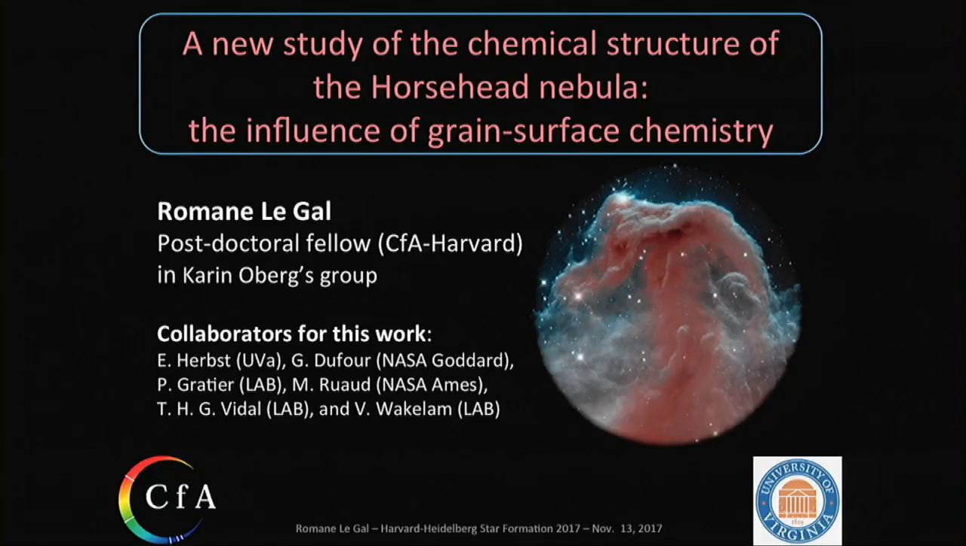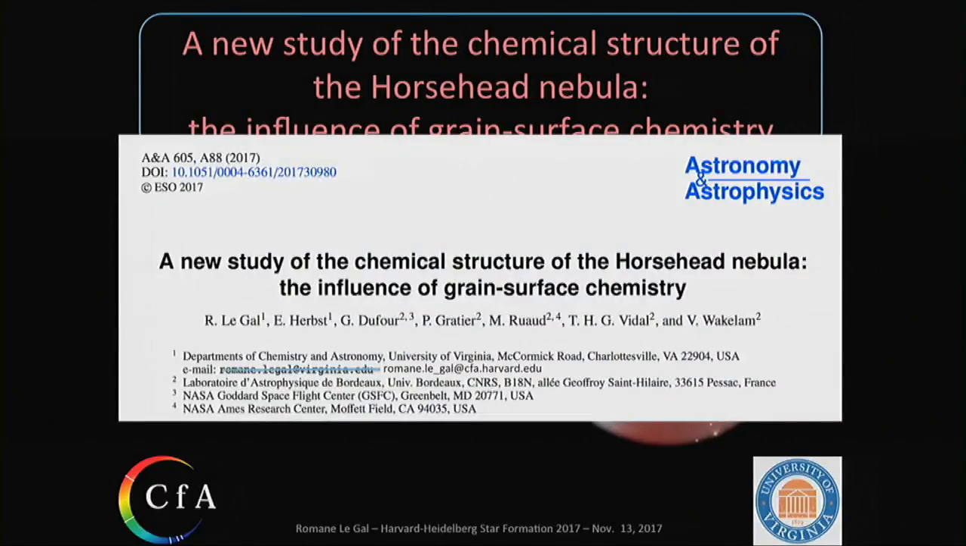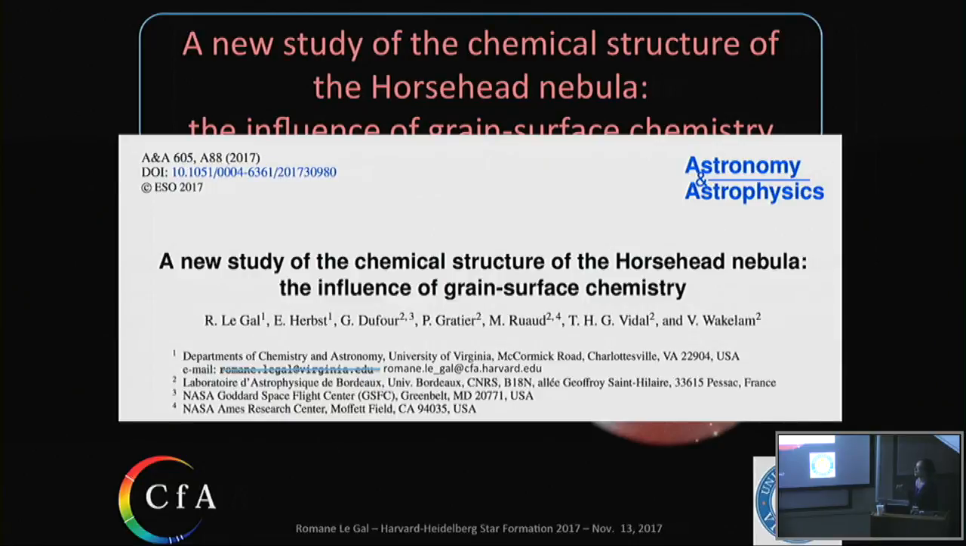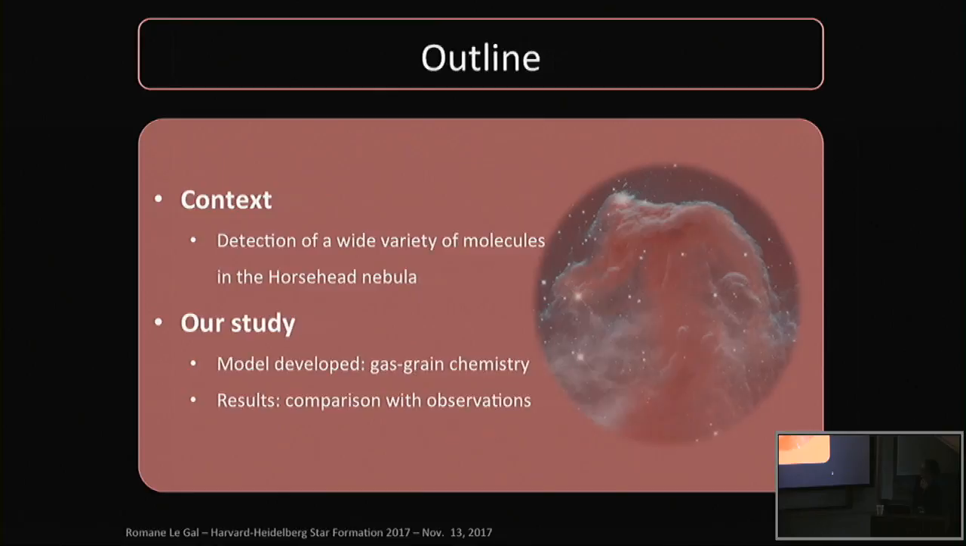And so this is about a new study of the chemical structure of the Orion Bar Nebula, with a special highlight on the influence of grain surface chemistry. This study was recently published, so I invite you to look at the paper if you want more detail, but I'm going to give an overview today. I will first present the context of this work, which was the detection of a wide variety of molecules in the Orion Bar, mostly thanks to a recent line spectral survey.